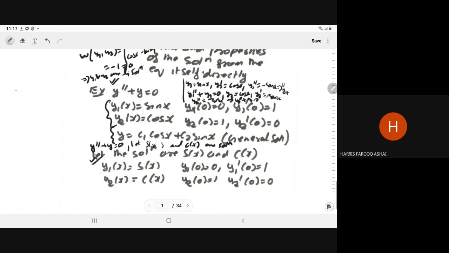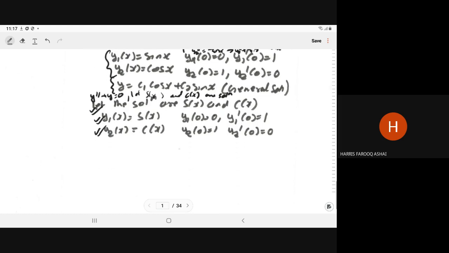Assume that one solution is S(x), another solution is C(x), and initial conditions are given to you: y1 at 0 is equal to 0, y1 dash at 0 is equal to 1, y2 at 0 is equal to 1, y2 dash at 0 is equal to 0. It means what is given to you? You have S(0) is equal to 0, S dash 0 is equal to 1, C(0) is equal to 1, and C dash 0 is equal to 0. This is given to you.